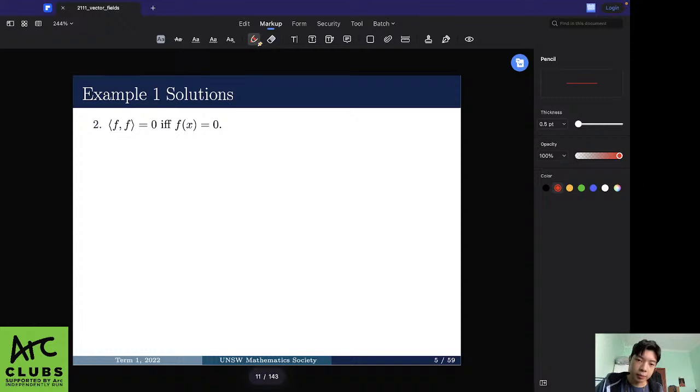Now we can go to our second statement, which means if you dot f and f together and get 0, then it must mean that f is equal to 0, or if you have f equals 0 and you dot it by itself, you also get 0. So the way we can prove this is we have the inner product being equal to 0, and we know that the inner product of f and f is going to be the integral of f squared from a to b, which is what we have, and we know that this means that f is equal to 0.